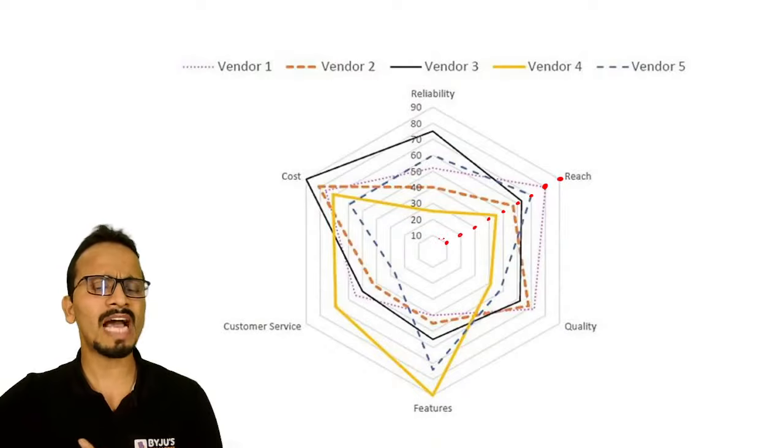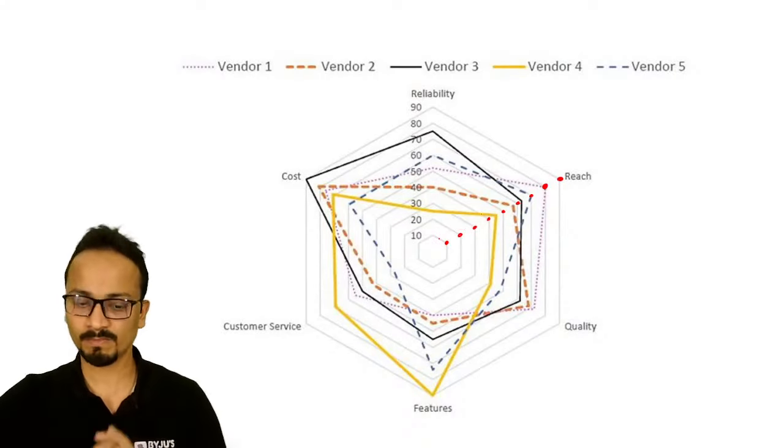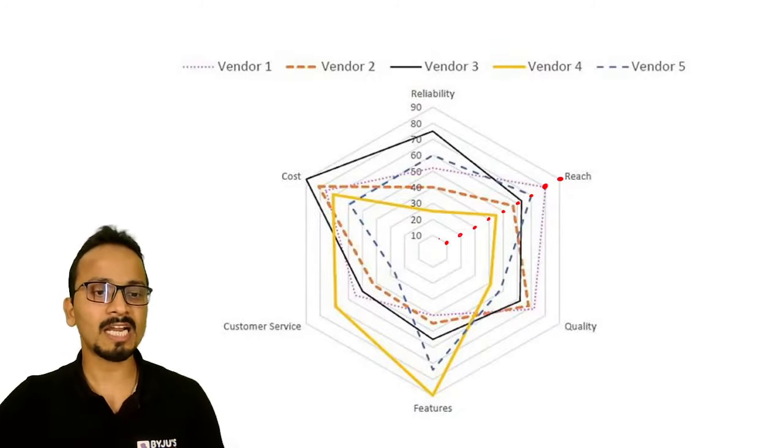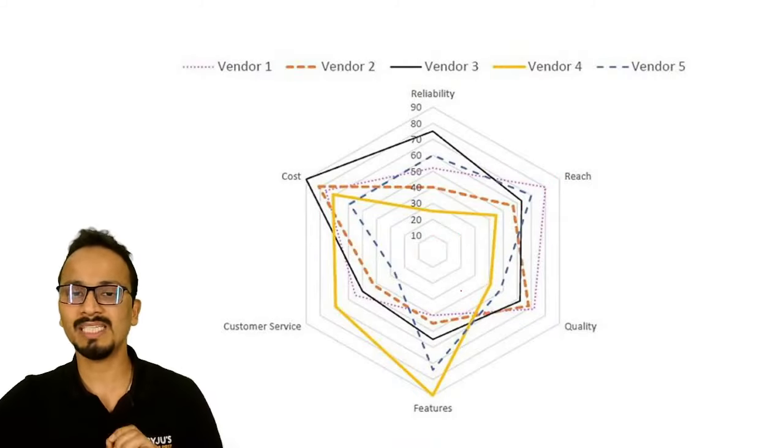Now in line charts, we have 2 axes. In this case, we have a total of 6 axes. All right. So let's start picking up these values. I hope all of you now understand how to pick these values.